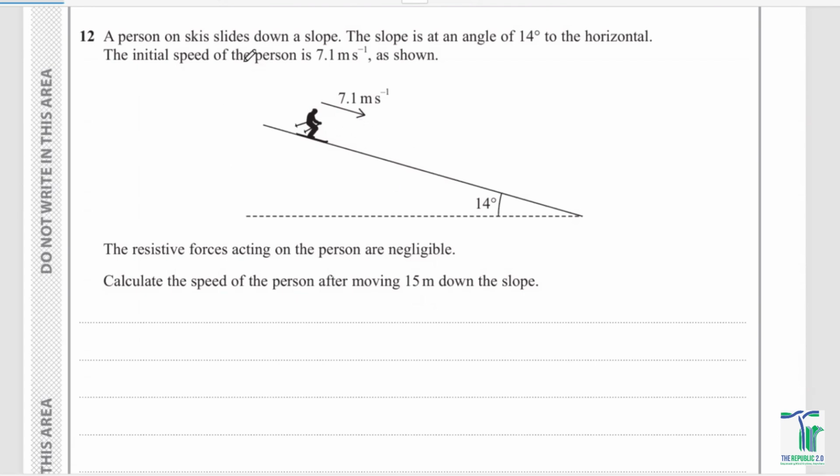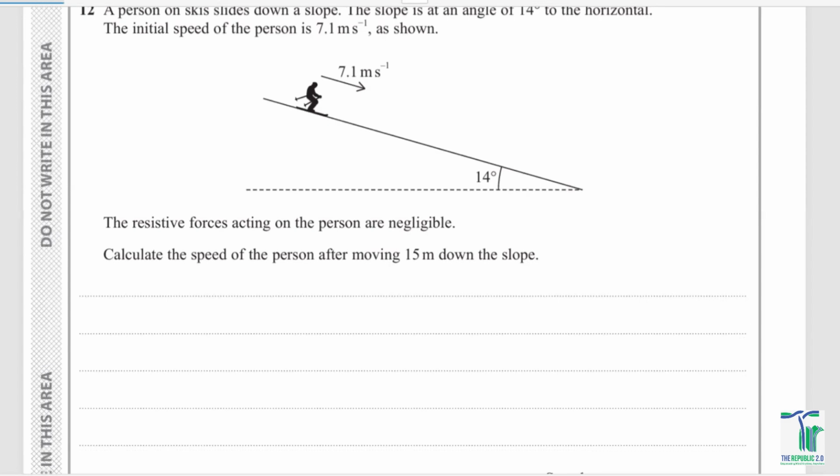The initial speed of the person is 7.1 meters per second, and the resistive forces acting on this human are negligible. Calculate the speed of the person after moving 15 meters down the slope. So first of all, I'm just going to get the proper acceleration, and then I'll be using the third equation of motion to get the final speed after 15 meters.